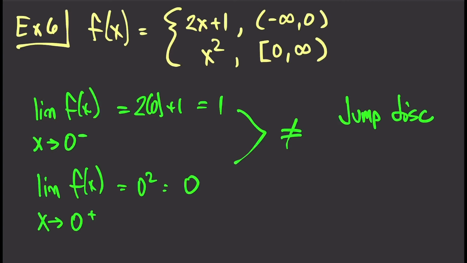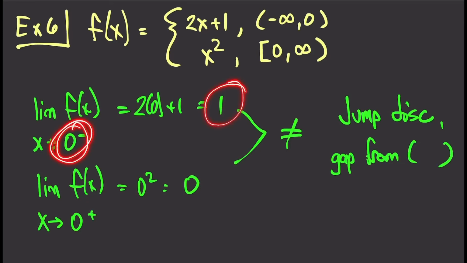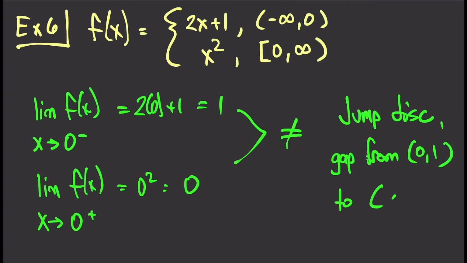Which means graphically I have a gap from this coordinate here, (0, 1), to (0, 0). I'm going to write that down. Where does that come from? Here.